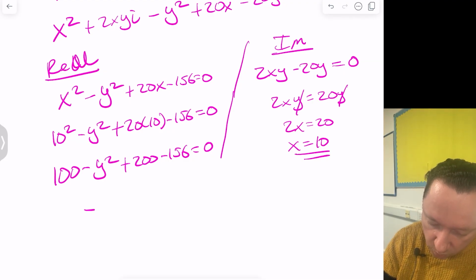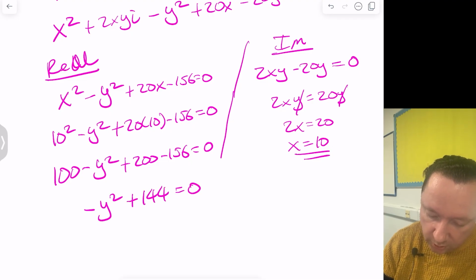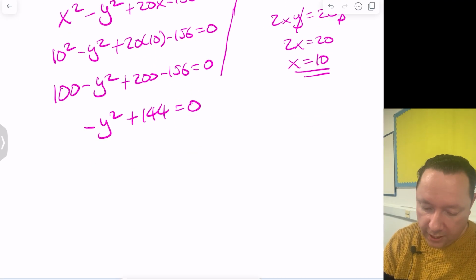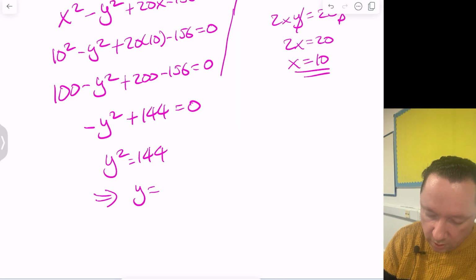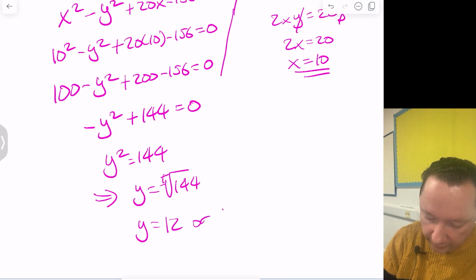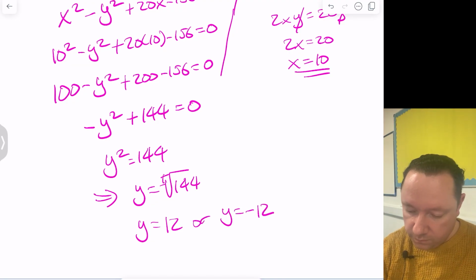So you get minus y squared plus 144 equals 0. You can solve that directly or with double brackets, it's your choice. I'll just do it directly. Y squared is 144. That implies y equals the root of 144, but plus and minus. So y equals 12, or y equals minus 12.